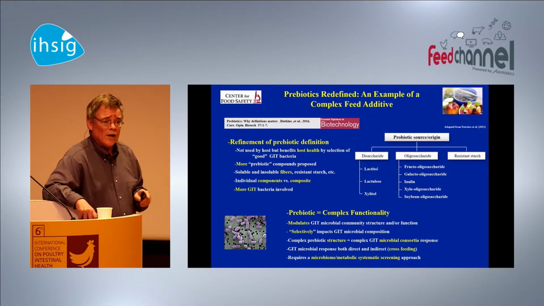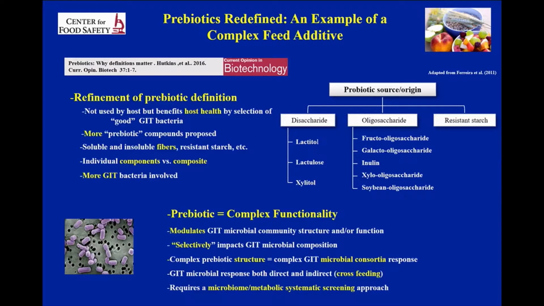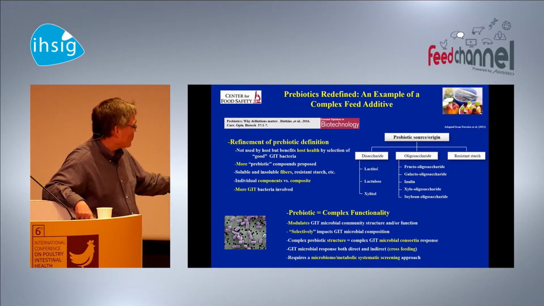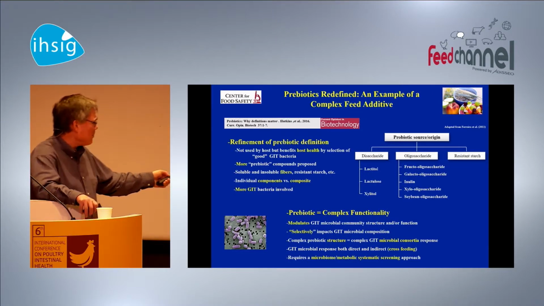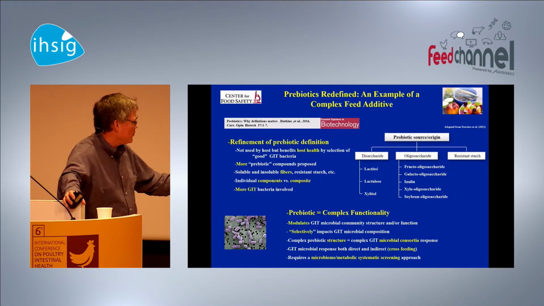And we have to take all those things into consideration when we're looking at this composite microbial population. So yes, we see selectivity in terms of impact on microbial composition, but as that prebiotic structure or source becomes more complex, we also probably have a much more complex consortia response as well. More organisms are involved, there's more interactions going on, and so on and so forth. And so we end up having to classify this response both as direct and indirect.